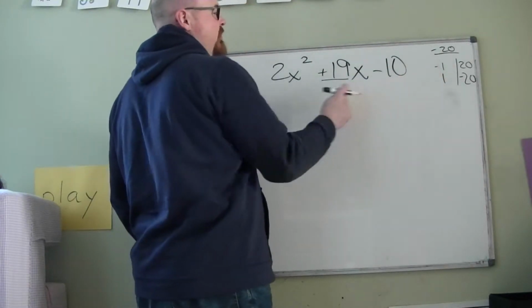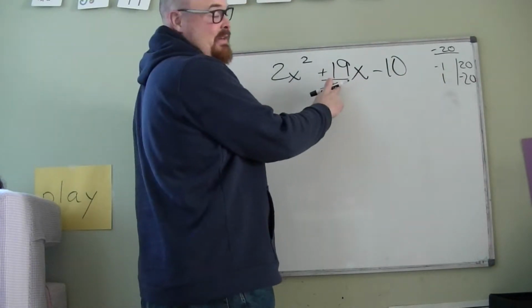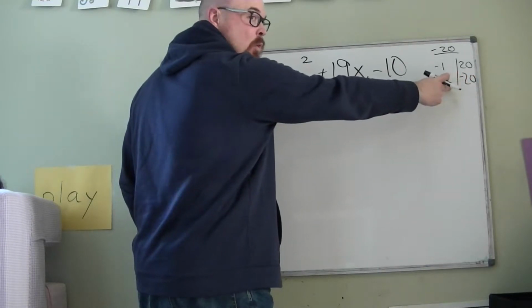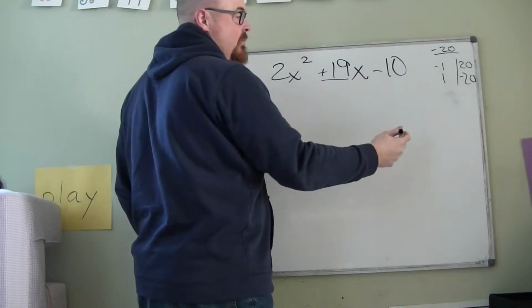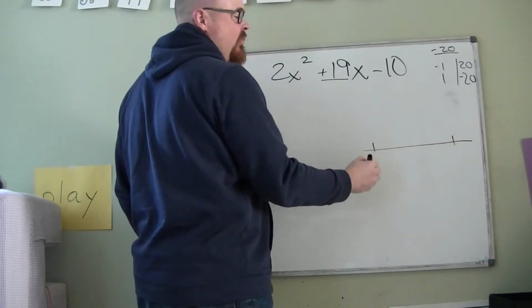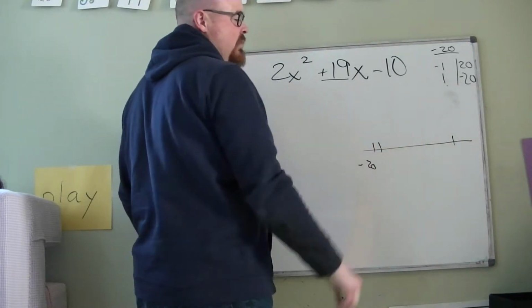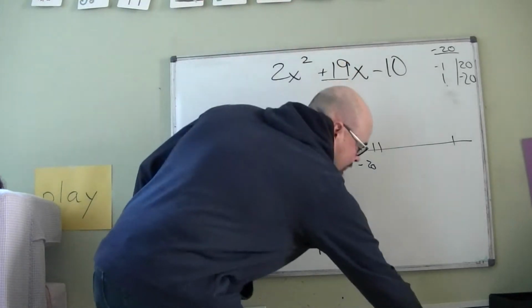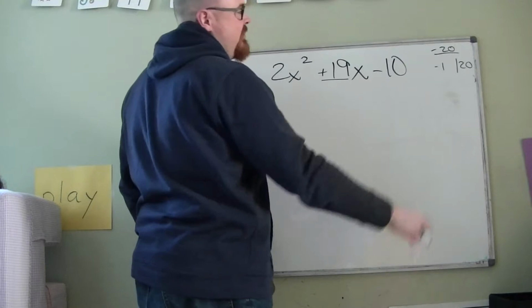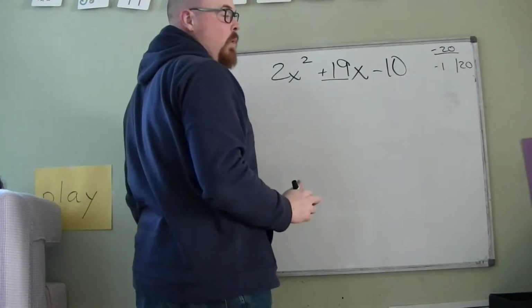Which one of these pairs produces a positive 19 when I add them? It can't be negative 20 and positive 1. Think about a number line. If this is 0, and negative 20 is over here, and you add 1, you get to negative 19. That's not going to get you there. So the only solution that makes sense here is to use negative 1 and positive 20.